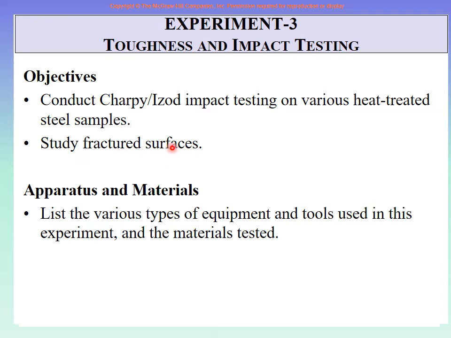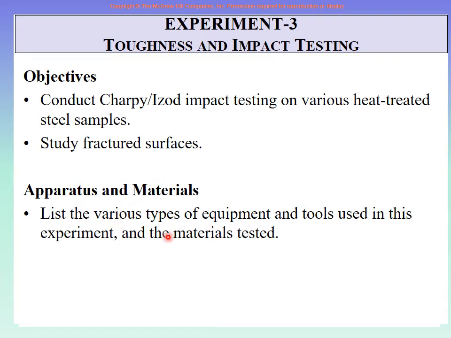Study the fractured surface after it breaks down, because in impact testing it will break into 2 pieces. So what is the pattern? If the pictures of the broken pieces are not shown here, then you can go to the internet and see what the samples were. Were they heat treated samples? So then you can search for the fractured surface of impact testing on heat treated steels, and you can get 1 or 2 pictures and so on from there.